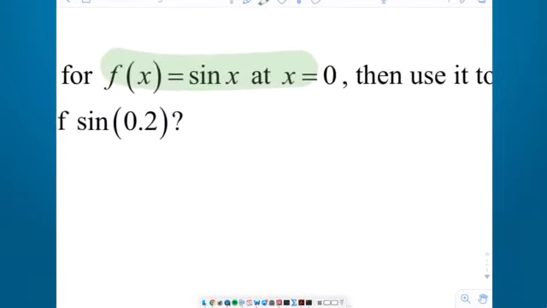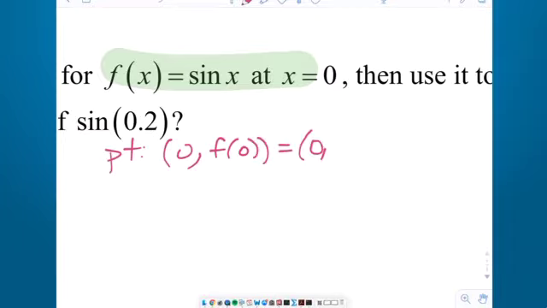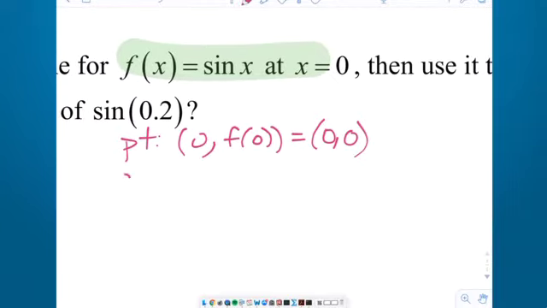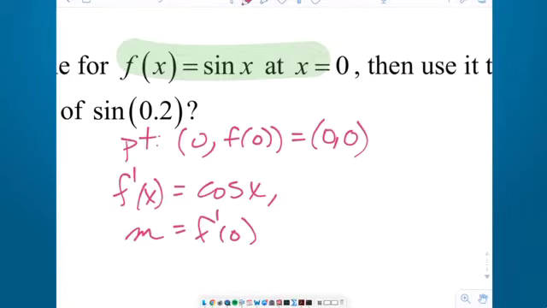All right, so what do we need for the equation of a tangent line? Slope and a point. So let's find the point first. The x value is 0, and the y value is f of 0, so it's going to be 0, 0. And now I need the slope at the point, so I need f prime. F prime is equal to cosine. And so my slope is going to be f prime of 0, which is cosine of 0, which is 1.